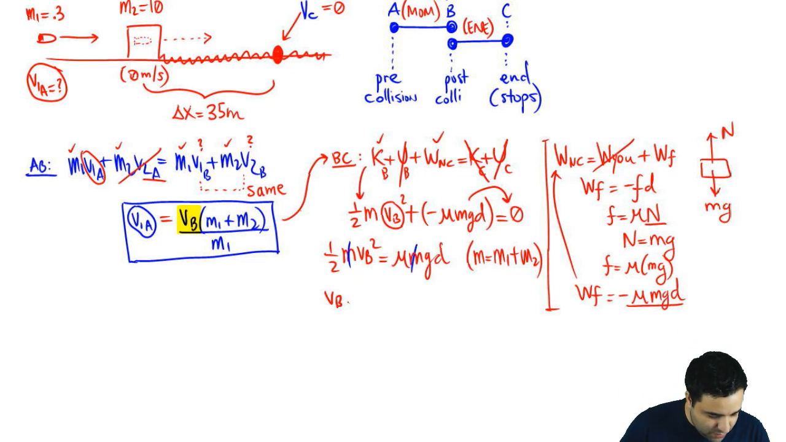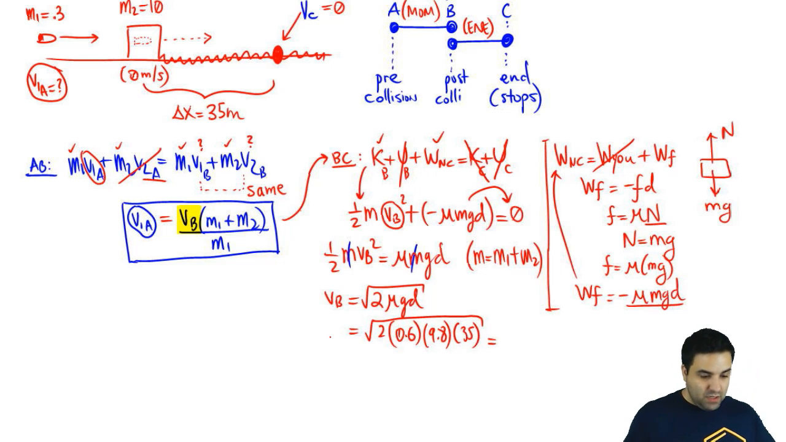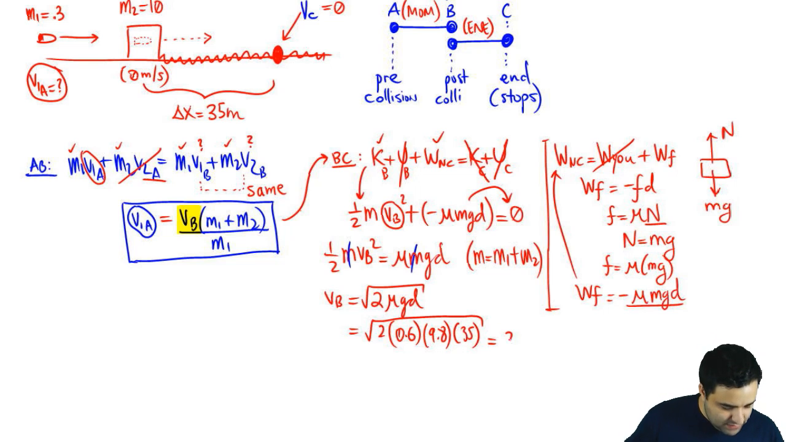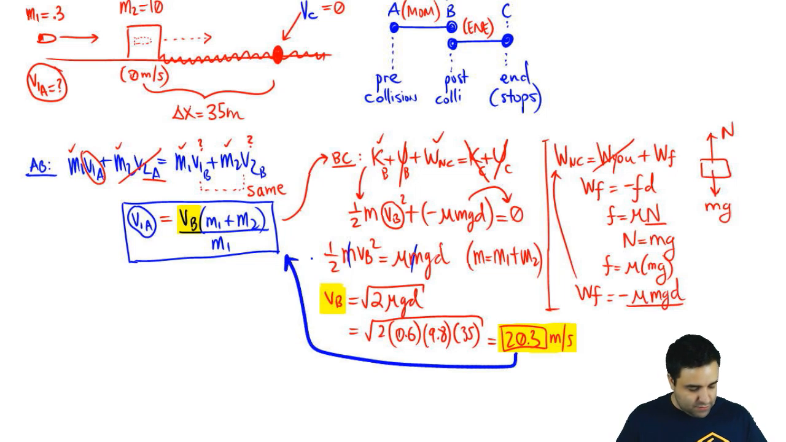VB is what I'm looking for. It's going to be the square root of 2 mu g d. If I plug in these numbers, mu is 0.6, gravity is 9.8, and the distance, delta x, is 35. If you take the square root of all this, I have it here, you get 20.3 as the velocity. Now 20.3 is VB, which is the post-collision velocity of both of these things. But that's not what we want. What we want is the initial velocity. So what I've got to do is plug this number in here.